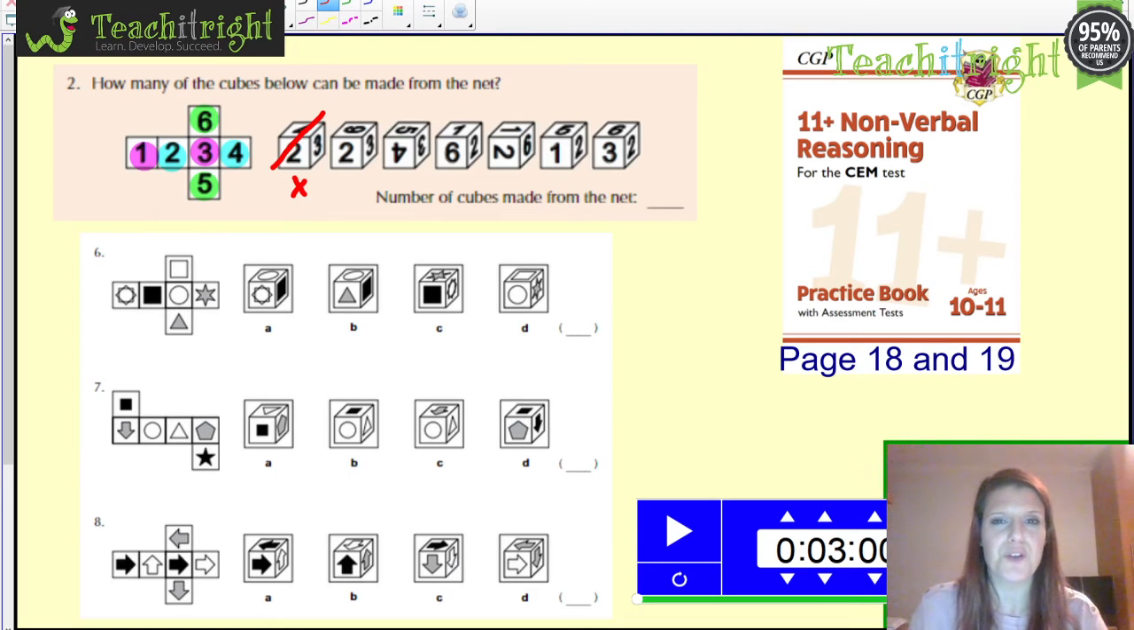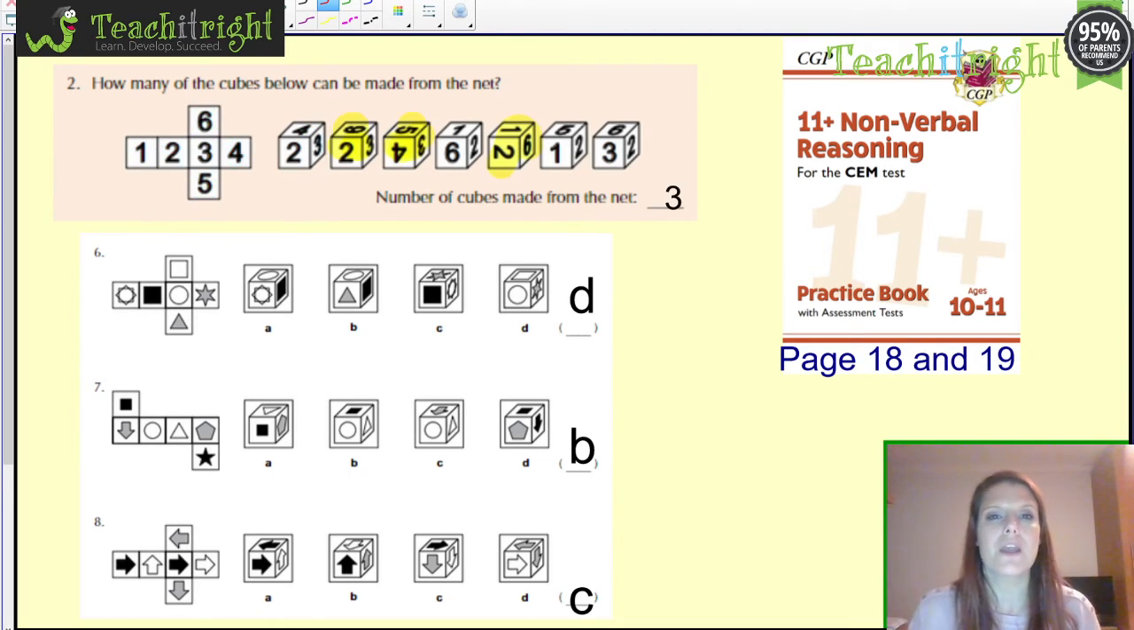Okay guys, let's go through the answers to that little section there. So for this question in the orange box, using the numbers, there were 3 cubes that could be made from the net. And they were the 2nd, 3rd and 5th cube. So hopefully that knowledge of opposite faces and elimination helped you to work those out. For the first one of the next 3, it's actually number 6, because we're just taking this section from the book.